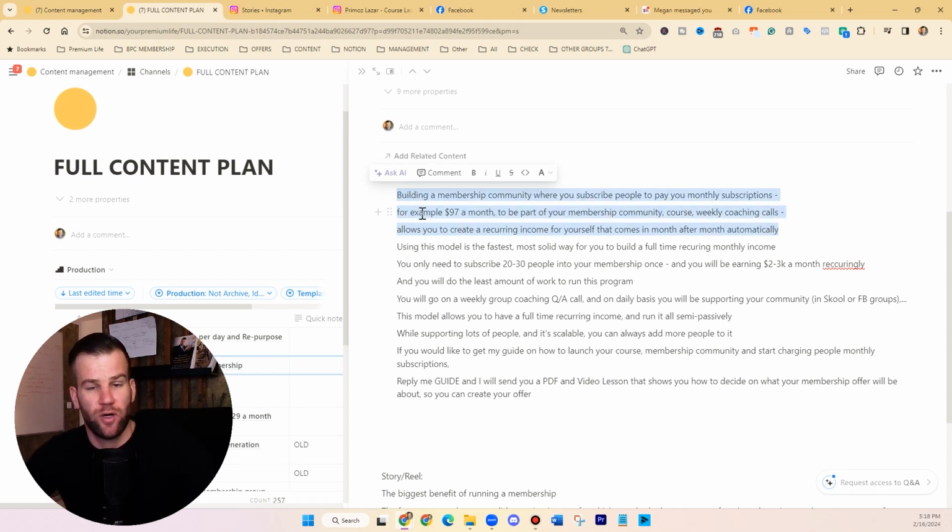You see, I'm exposing the topic in front of this content piece, right? I'm putting it out there for people, right? Using this model is the fact. Now I'm going into the explanation of the benefit. I'm driving the topic home, right? Using this model is the fastest, most solid way for you to build a full-time recurring monthly income. By the way, do you see how clearly I write? When I write this, it completely makes sense. It's not like, oh, I don't know what this guy's talking about. This is like a 5th grade or 6th grade level of writing, right?